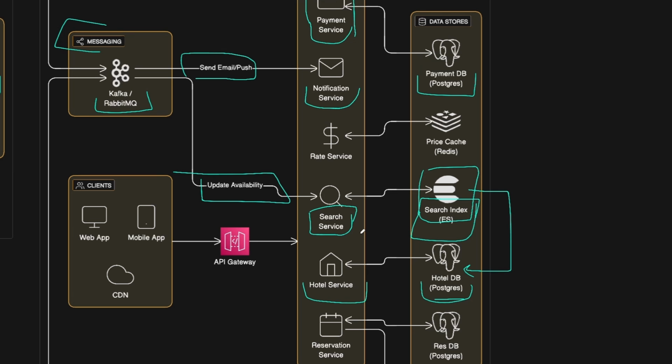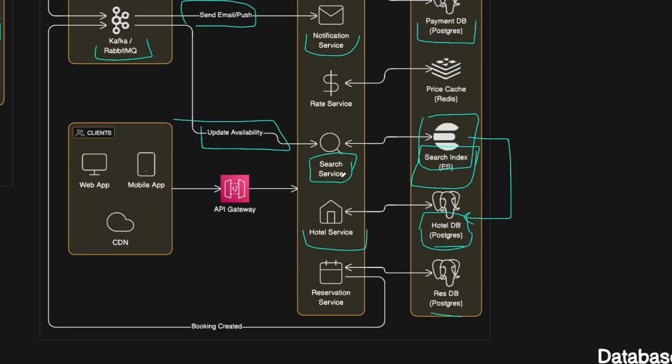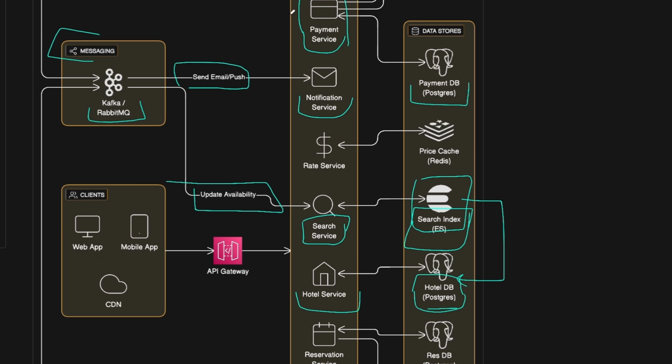So right after the payment, maybe if users search, they will still see that hotel as available, but they won't be able to book it because we are using the hotel database to double check whether it's really available or not. And eventually, after some time, this will be persisted and it will have the same data as the PostgreSQL database.